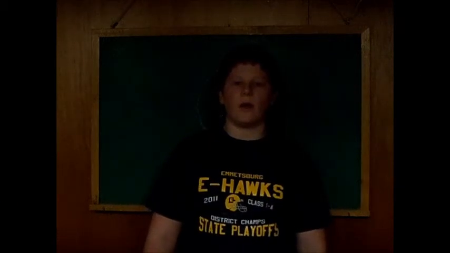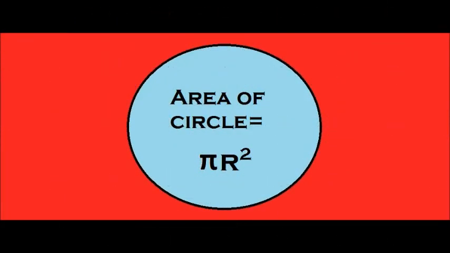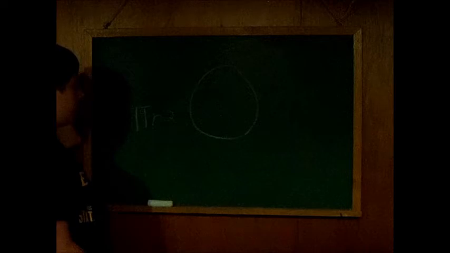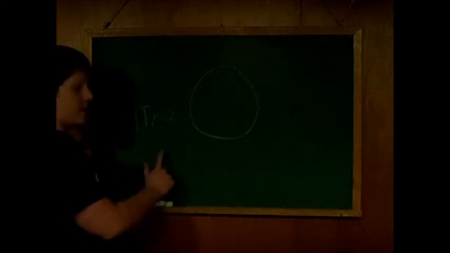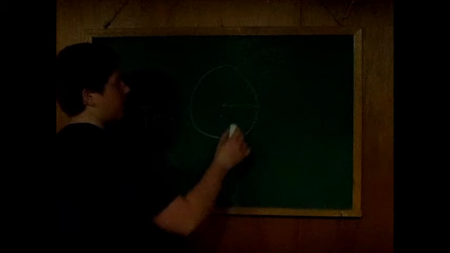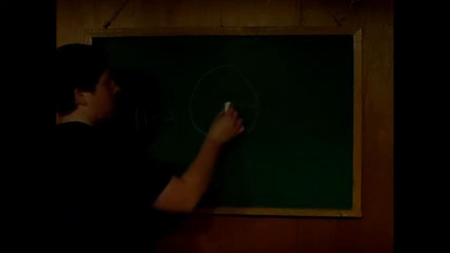Now we're going to look at the circle. Let's take a look at its area formula. As you saw, the area for a circle is pi r squared. What that means is pi times radius squared. Radius is from directly in the middle of a circle to its outer edge. Diameter is from the outer edge all the way through the circle to the other side.